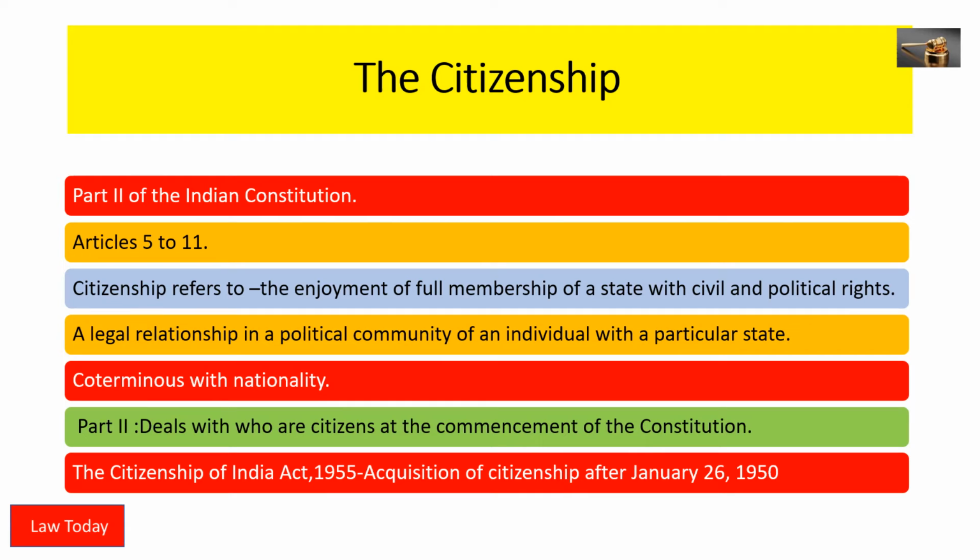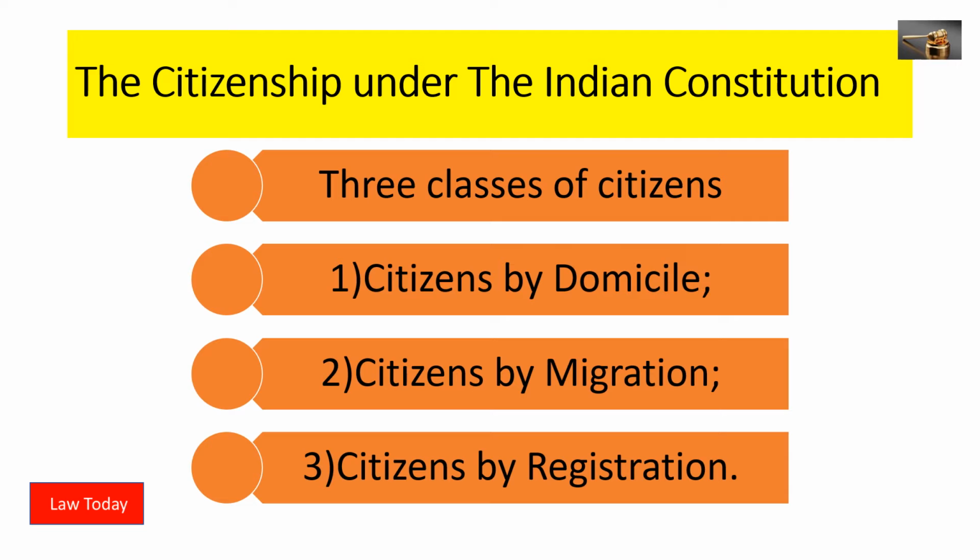In India, Articles 5 to 11 of the Constitution lay down who are the citizens of India at the commencement of the Constitution. And the Citizenship Act of 1955, a parliamentary law, deals with the acquisition of citizenship after 26th January 1950. The Constitution contemplates three classes of citizens: one, citizens by domicile; two, citizens by migration; three, citizens by registration.